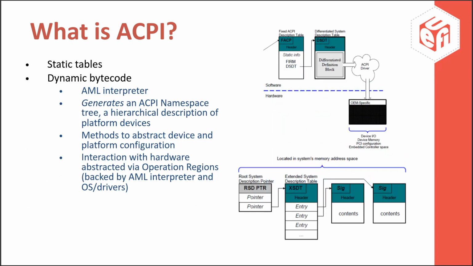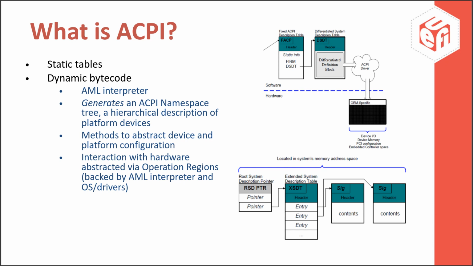Like I mentioned, there is a dynamic component to ACPI. And for those of you familiar with device tree, it's a similar concept, but it's a program. Unlike device tree, the AML bytecode is a program, and it generates the ACPI namespace within the operating system that runs that program through the AML interpreter and forms this hierarchical description of platform devices.